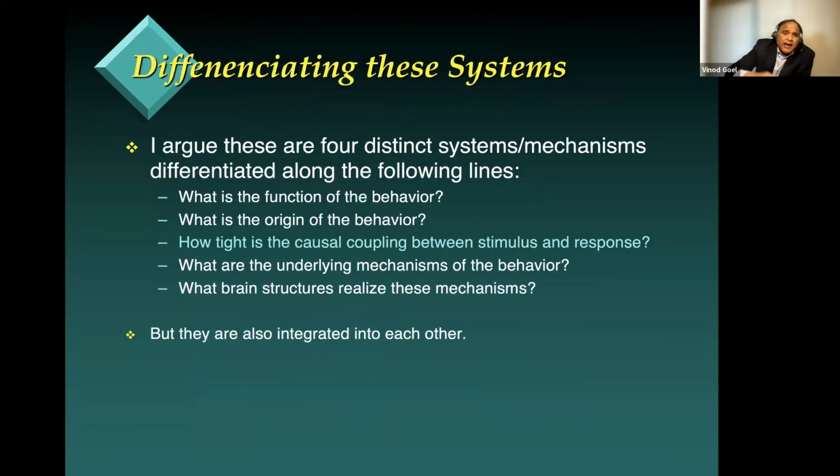Okay. And in the book, I go to great lengths to argue that these 4 distinct systems can be differentiated along 5 lines. And the 5 lines are: what is the function of the behavior? What is the origin of the behavior? How tight is the causal coupling between stimulus and response? This is a particularly important one. And what are the underlying mechanisms of the behavior? And what brain structures realize these mechanisms?